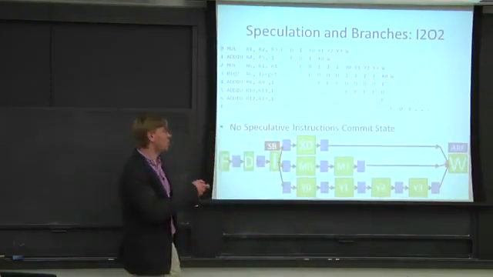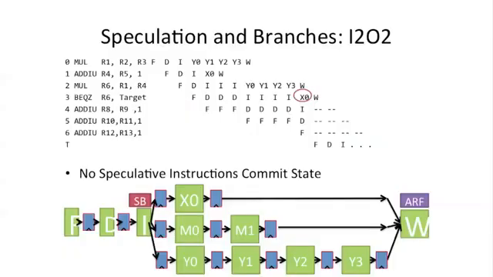And let's say we resolve our branches in X0. And then this branch here can just redirect the front of the pipe. It can squash all the subsequent instructions and reset the scoreboard. So life is relatively easy.